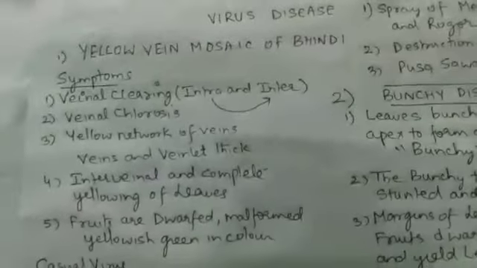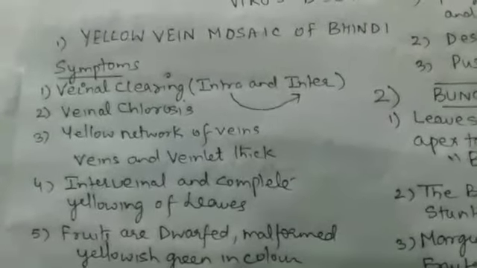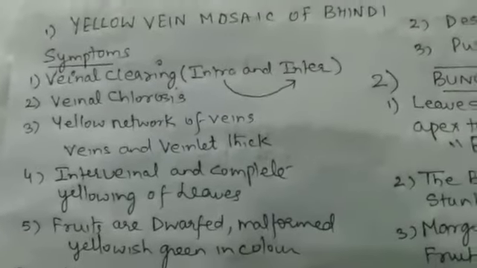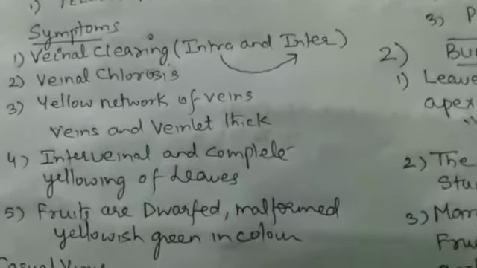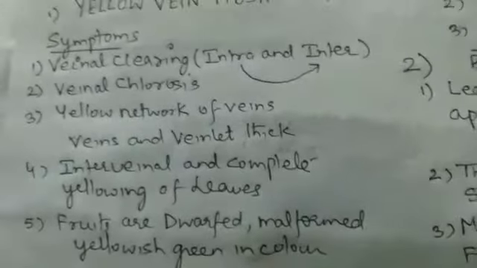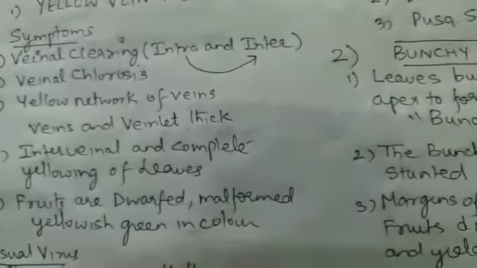So yellow vein mosaic, I will abstract it. Yellow vein mosaic is basically the disease in which venal clearing, venal chlorosis, and yellow network of veins occur, first intravenal, then interveinal, and then complete yellowing of the leaves. There is stunted growth because respiration is nearly stopped, and fruits are dwarfed, malformed, and yellowish green in color, right? Now next we will take the second disease.